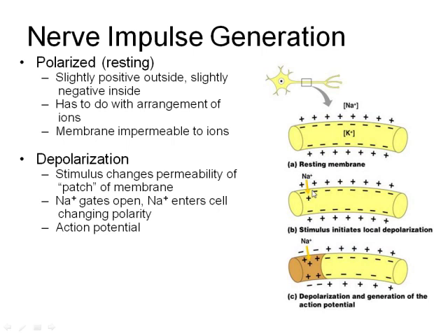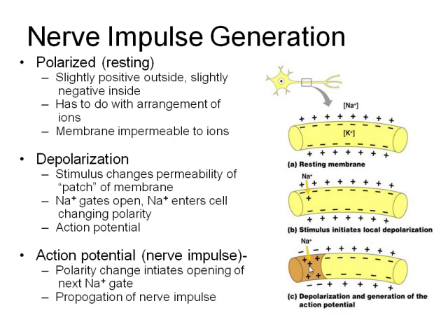Because there's more sodium outside the cell than inside, if you open a door for it, the sodium rushes in, bringing with it its positiveness and making it a little more negative out here. So we kind of reverse the polarity of the membrane in that one spot. That's the beginning of an action potential.